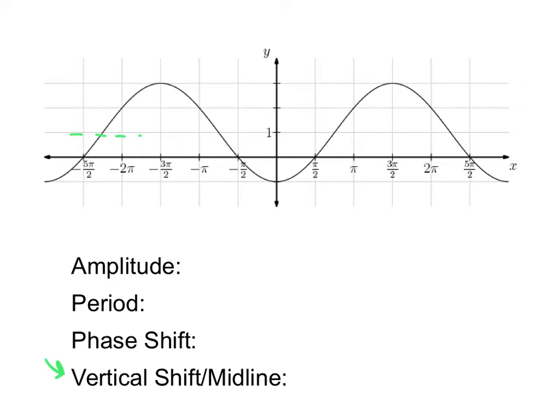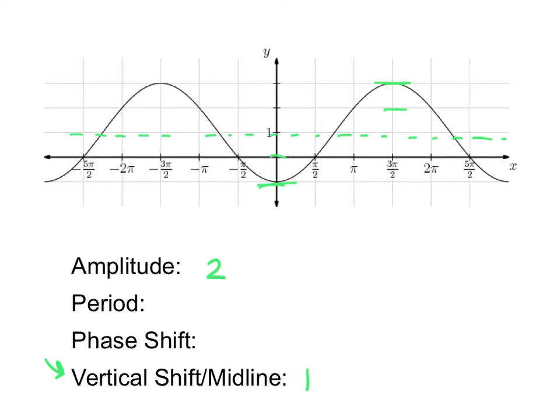It looks like my midline is 1. And notice I'm dotting this because that's what we're going to do when we're graphing it. If my midline is 1, I have to go up and down the same distance. So this is going up 2, and this is going down 2. So my amplitude, or my height, is 2.